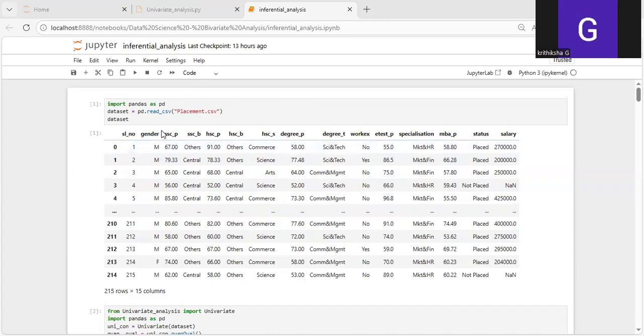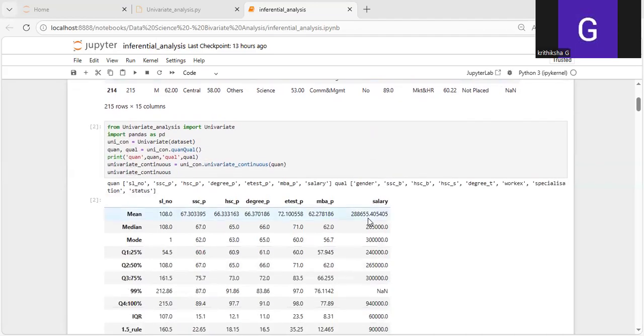It includes the gender and all the marks: SSLC, HSC, degree, MBA, E-test, and other specializations, what the specialization in degree is, the HSC board and SSLC board the students took, and the status of the student, placed or not, and their salaries. So this is the entire data present in this data set.